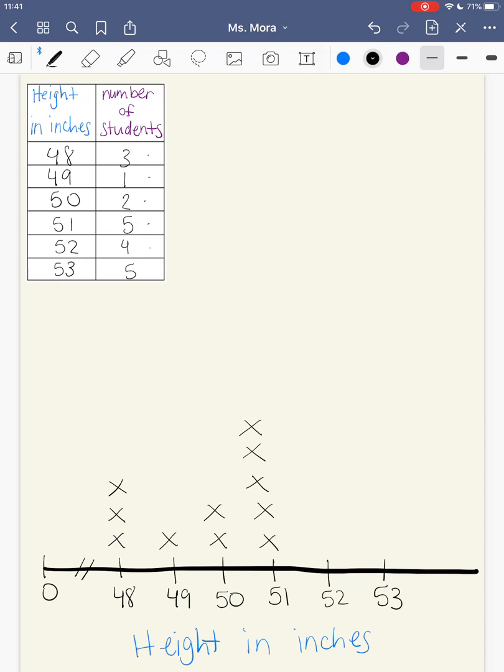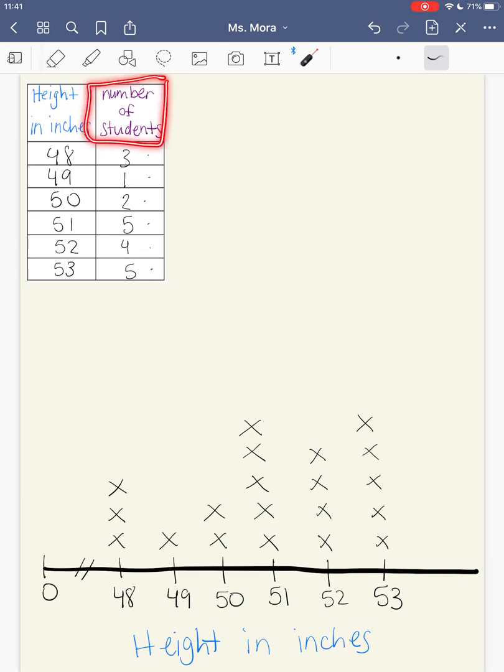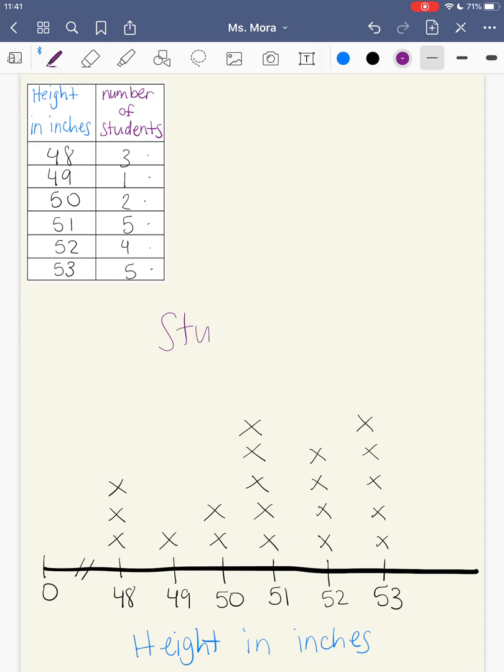For 52, we have 4 students. 1, 2, 3, 4. And 5 students are 53 inches tall. 3, 4, 5. Okay. And then I can't forget to write my title. And because this data is just telling me that these are the number of students, your title can just be students in the class, or students in Miss Mora's class.